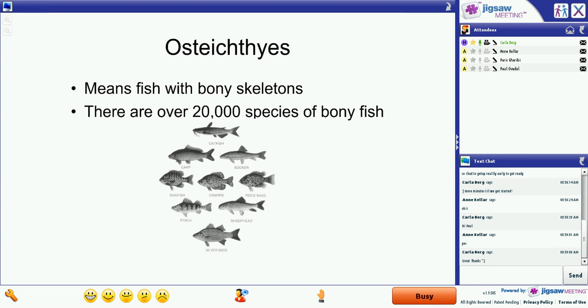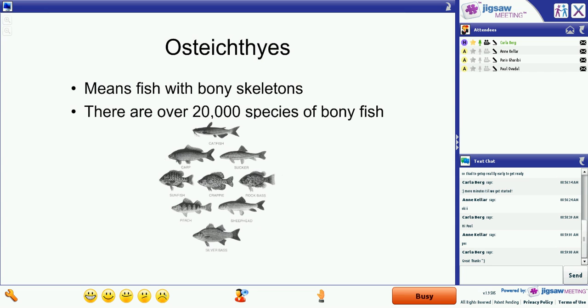Osteichthyes means fish with bony skeleton. Some fish have bony skeletons, and some fish, like sharks, have cartilaginous skeletons. Today, we are only going to focus on fish with bony skeletons. There are more than 20,000 species of bony fish.